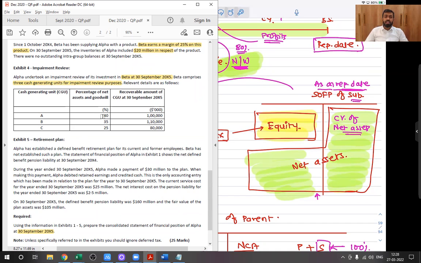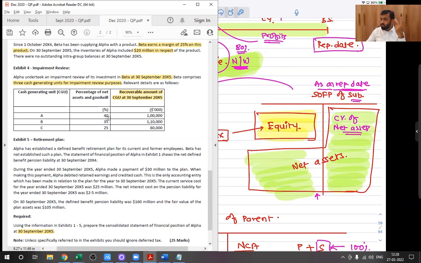Goodwill is allocable to the CGUs in the ratio 40:35:25. Net assets will also be there. What is given to you is the recoverable amount as on 30th September 2025. You have to compare this recoverable amount with the carrying value along with goodwill. So you have two jobs on your hand. Number one, calculate the amount of goodwill and allocate it in this ratio.